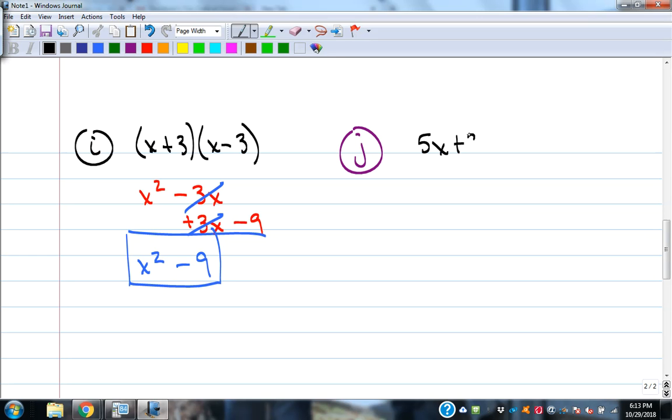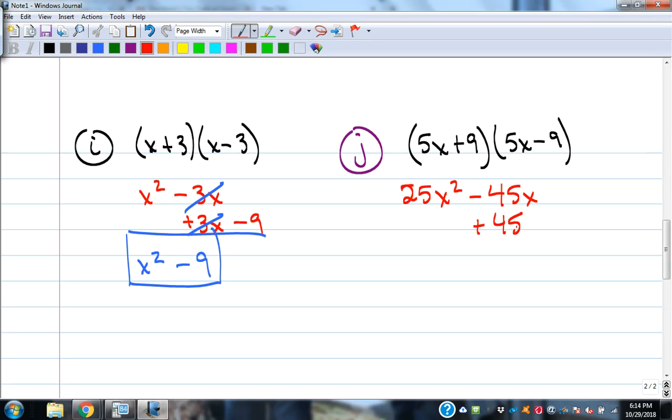5x plus 9, 5x minus 9. That'd be 25x squared minus 45x, plus 45x minus 81. 25x squared minus 81. What happens to the 45x's? They cancel out.